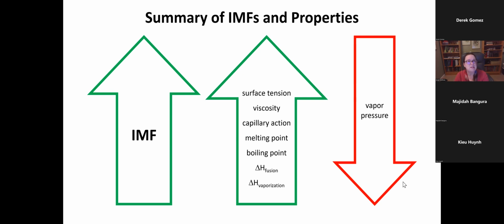Vapor pressure is the opposite. The more tightly they're held, the smaller the vapor pressure. Vapor pressure depends on the molecules being away from each other, not liking each other, so that requires low intermolecular forces.